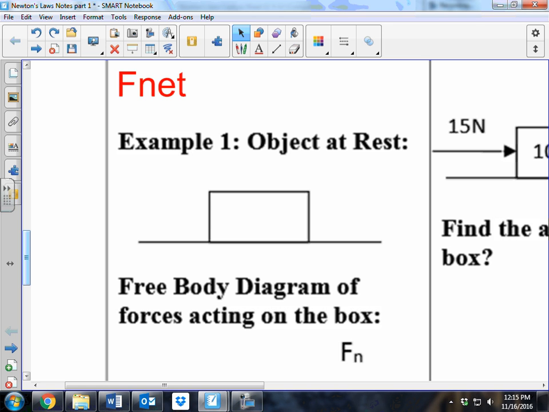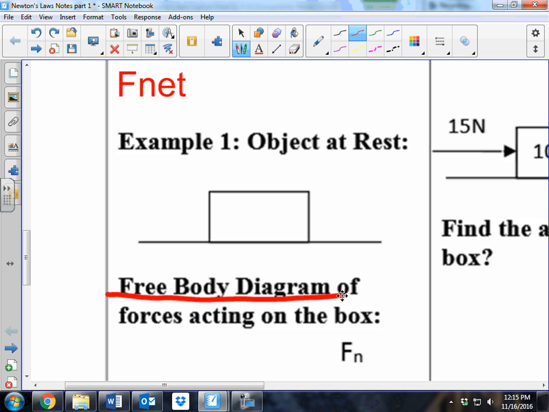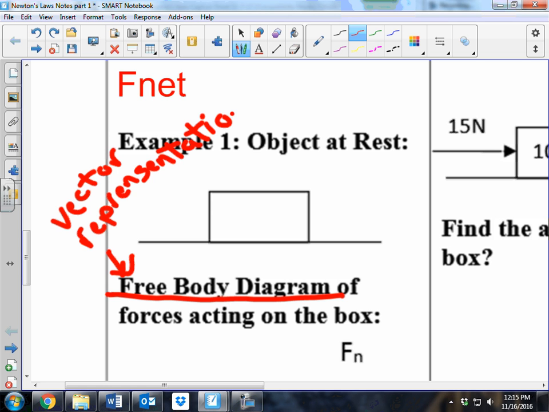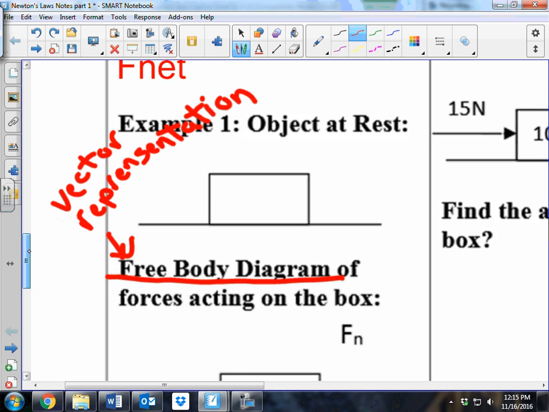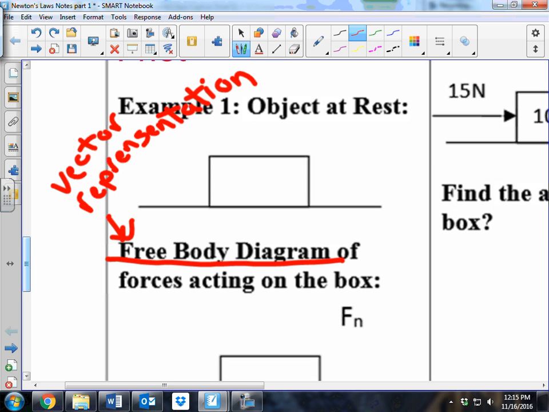A free body diagram is just a vector representation of the forces, or whatever vectors you have. So all it is is vectors. It's just arrows. So for example, in example 1, the object is at rest. Well, if it's at rest, what are the forces acting on it? Well, I have the force of gravity pulling down.